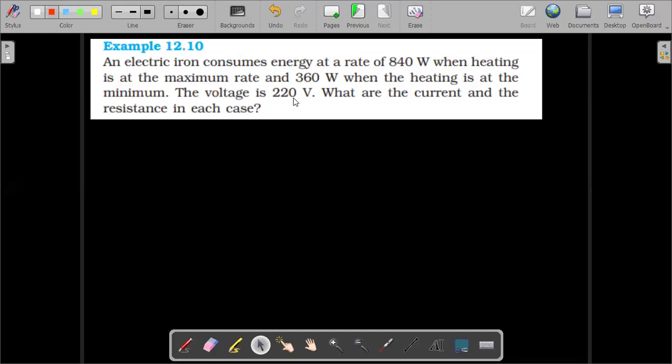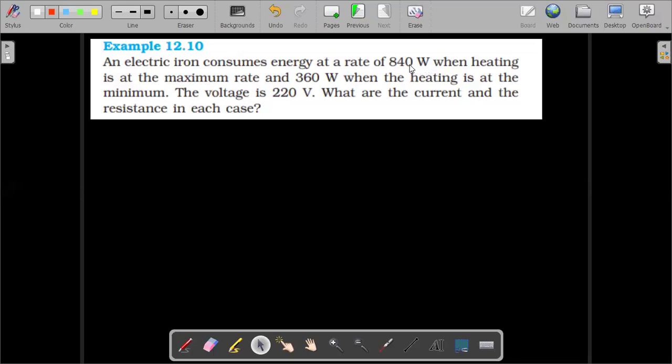So, which formula to be used? Yes, which formula should we use? H is equal to V square by R into T. See, they are talking of electrical iron that consumes energy at a rate of 840 watt. So it is the rate of consumption of energy, which is the electric power. Also you can see the unit is given, which is watt.